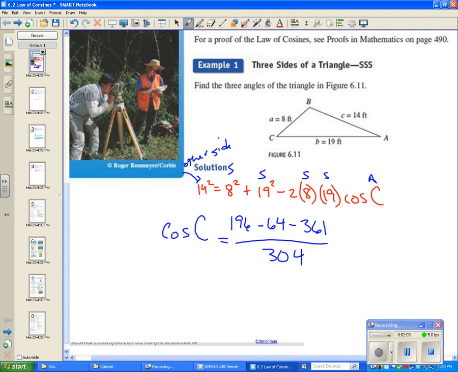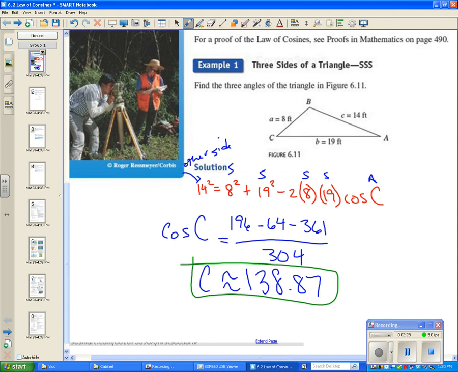So it's just inverse cosine, making sure I'm in degree mode, of the 196 minus 64 minus 361 divided by 304. And I get angle C to be roughly 138.87.